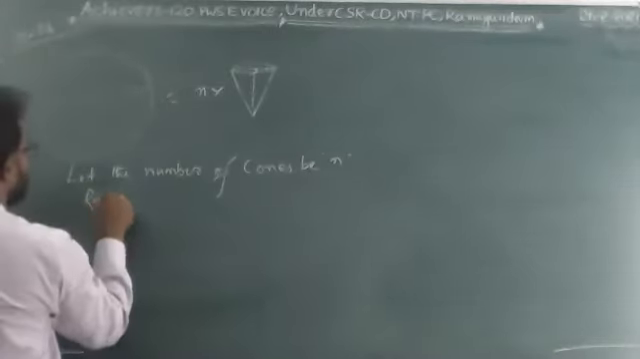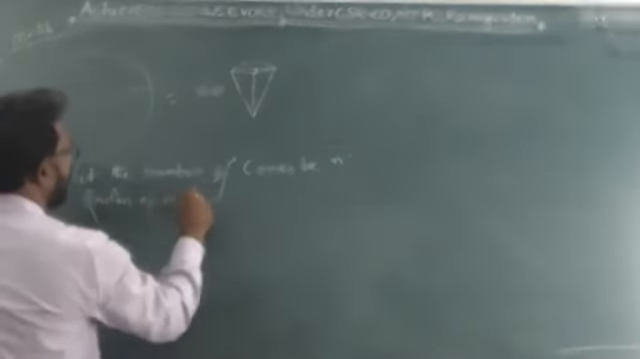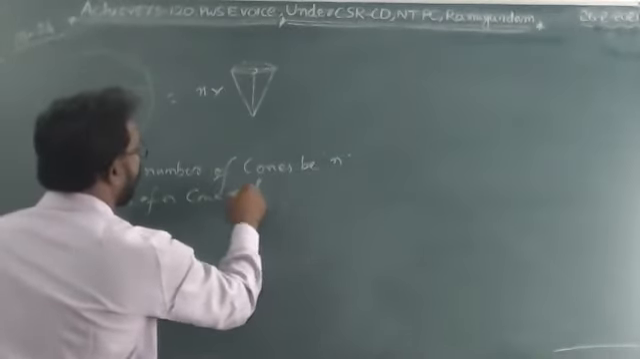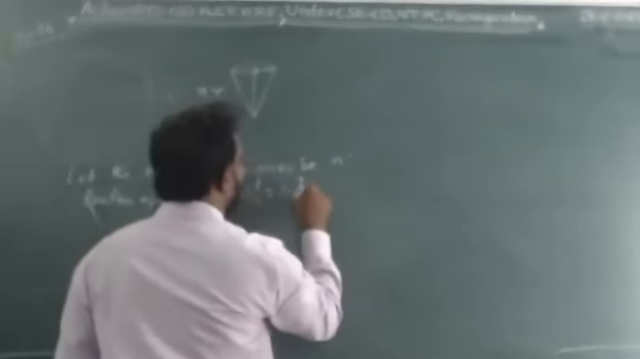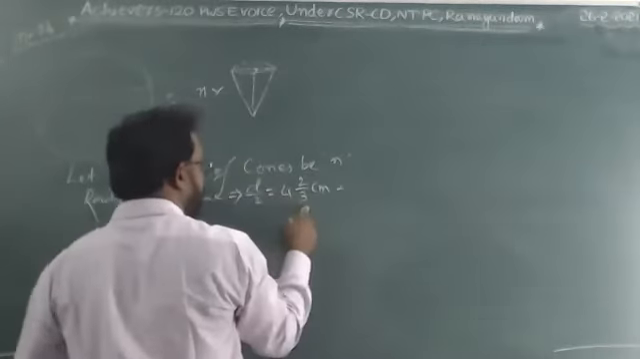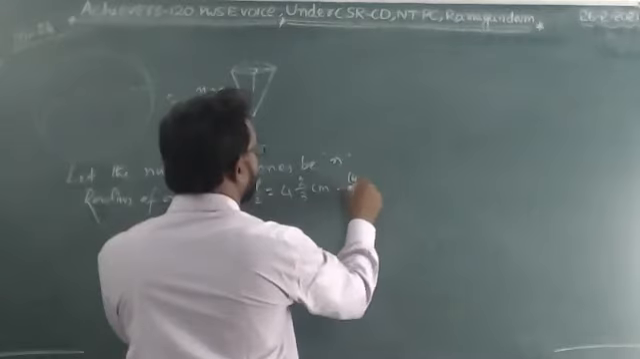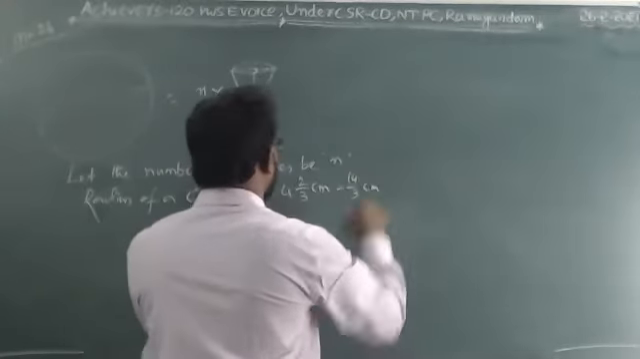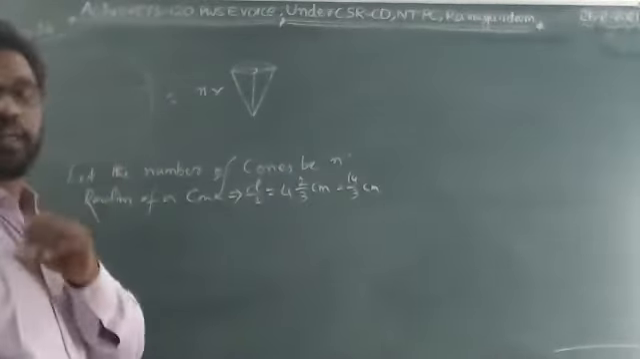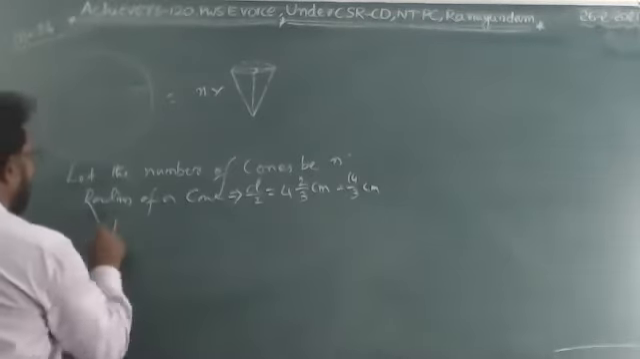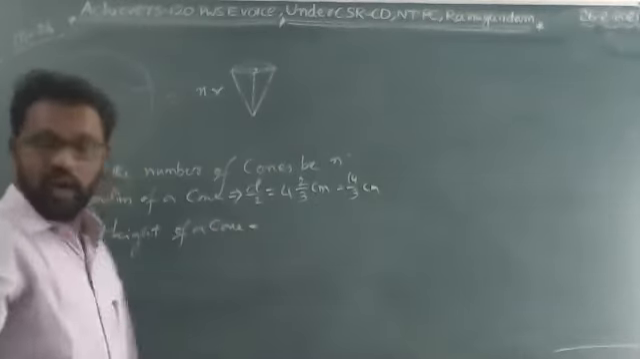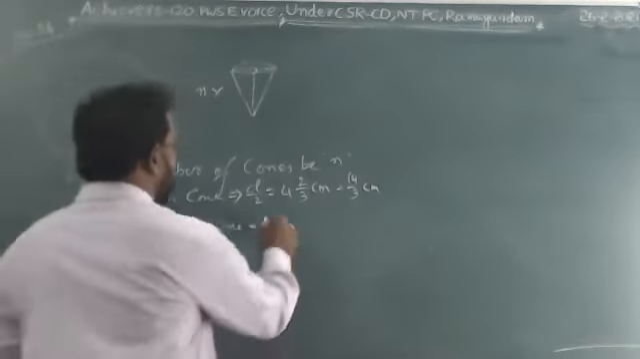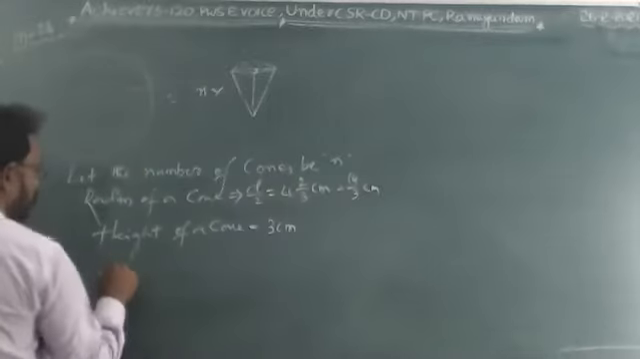And the radius of a cone is nothing but d/2, right? Since we know that the diameter is 4 2/3 centimeters. What is 4 2/3? 4 times 3 is 12, plus 2, so 14/3 centimeters. And the height of a cone is also given, that is 3 centimeters.